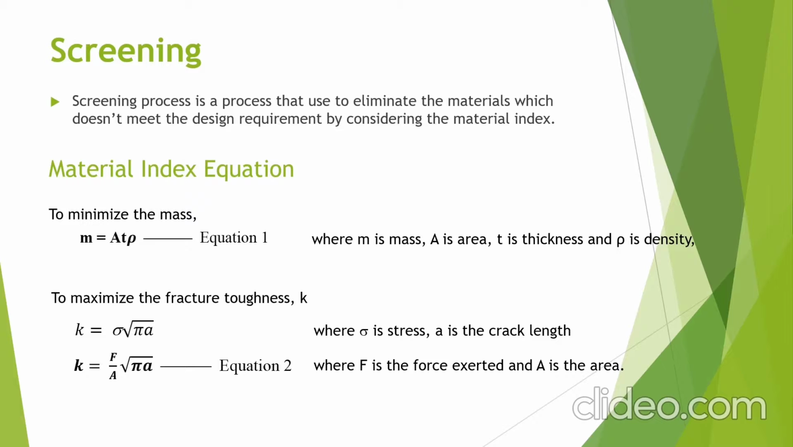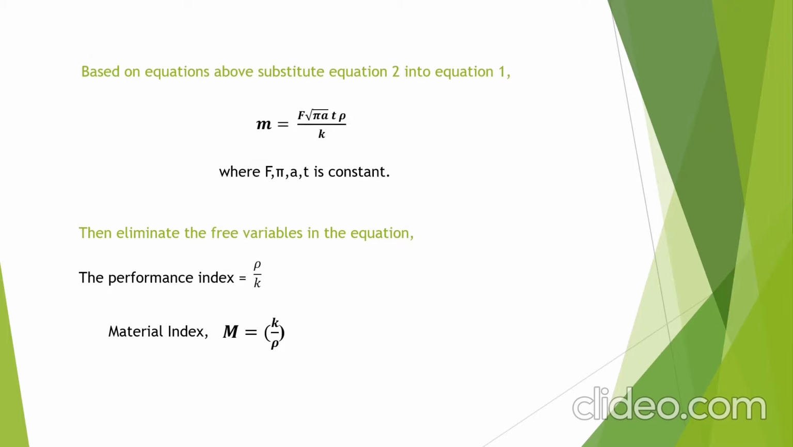So the next step is the screening part, where we have to derive the material index equation. Equation 1 is to minimize the mass, and equation 2 is to maximize the fracture toughness. Then we substitute equation 2 into equation 1 and eliminate the free variable in the equation. Hence, we get the performance index rho over k and the material index M equals k over rho.